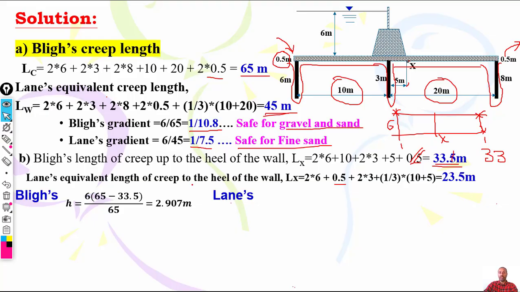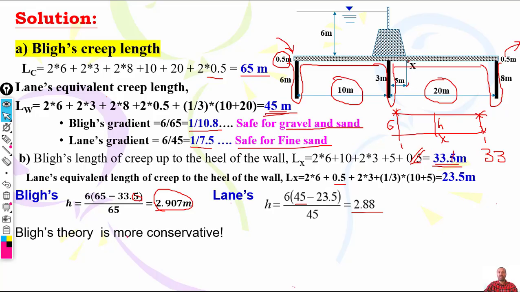What will be the head? It will be around 2.88 something if you take 33.0. Then according to Lane's theory, you have 2.88. You simply substitute 45 here by interpolation. By interpolation, what will be h here? So both theory, Bligh's theory is more conservative because it is larger than Lane's theory.